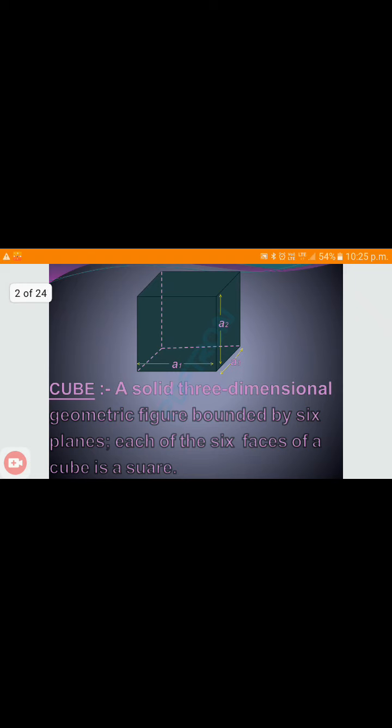It is a solid three-dimensional geometric figure bounded by six planes, and each of these six faces is a square. So, what is the total surface area of a cube? You know there are total six squares. So, total surface area of a cube will be 6a square.